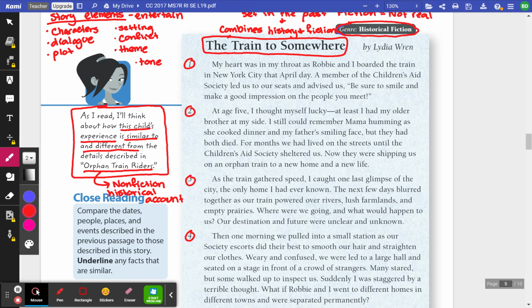All right, so I want you guys to read this once on your own, and when you come back, we will start going through our close reading together. All right, so good luck and go ahead and get started for me.